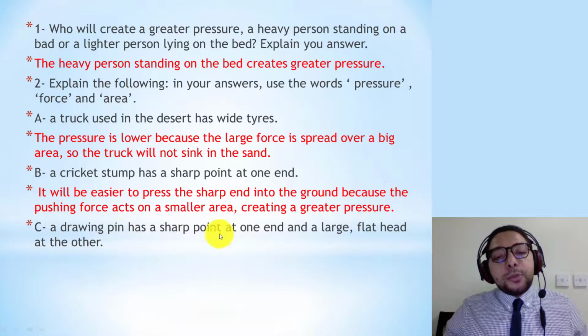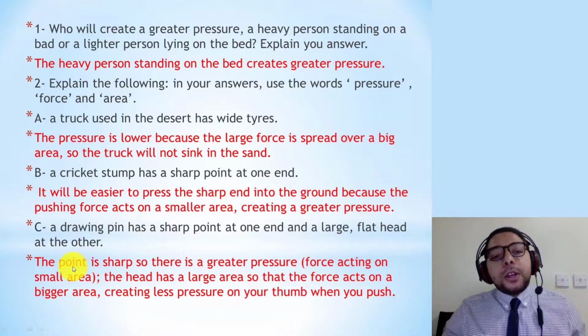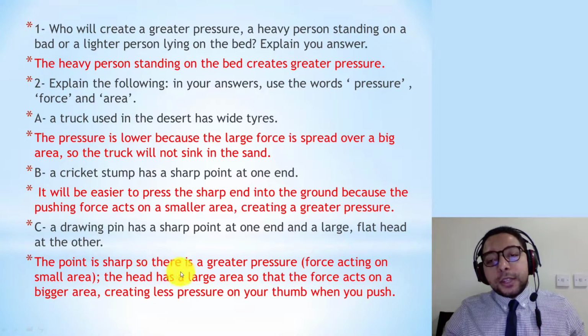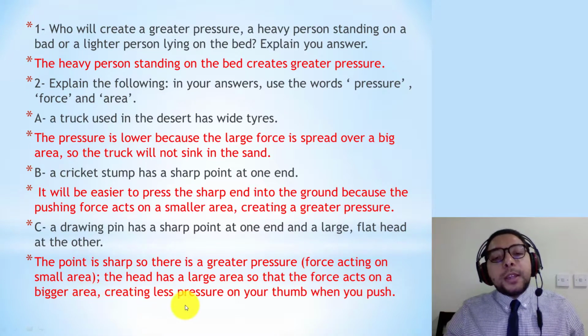A drawing pin has a sharp point at one end and a large flat head at the other end. The point is sharp so that there is a greater pressure, the force acting on a small area, so the pressure will be high. The head has a large area so that the force acts on a bigger area and the pressure is low.